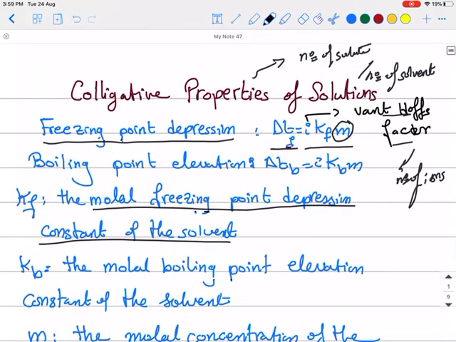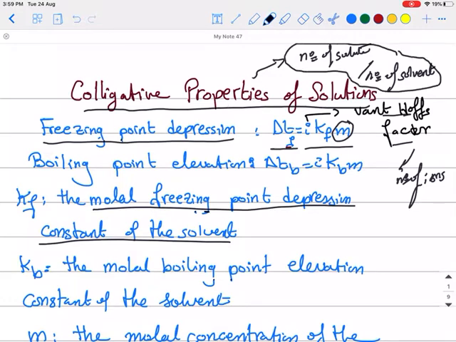Hello everyone. In this video we will solve AP chemistry problems regarding colligative properties of solutions. First of all, what do we mean by colligative properties of solutions? These are properties that depend on the ratio of the number of moles of solute to the number of moles of solvent, and not on the nature of the chemical species.